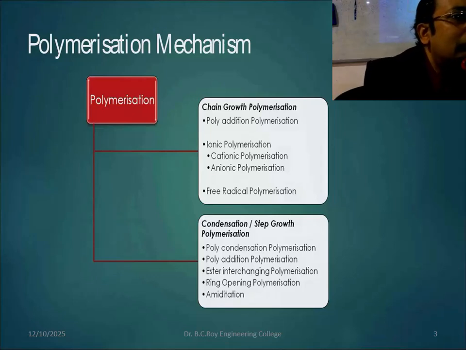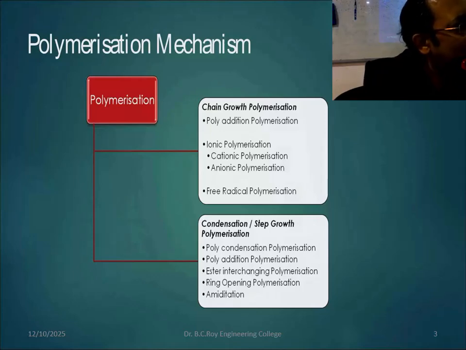What are the monomer units? Adipic acid and hexamethylene diamine. These are the two specific monomer units. One is called adipic acid. What is adipic acid? CO2H, CH2, CH2, CH2, CH2, CO2H. So how many carbons?